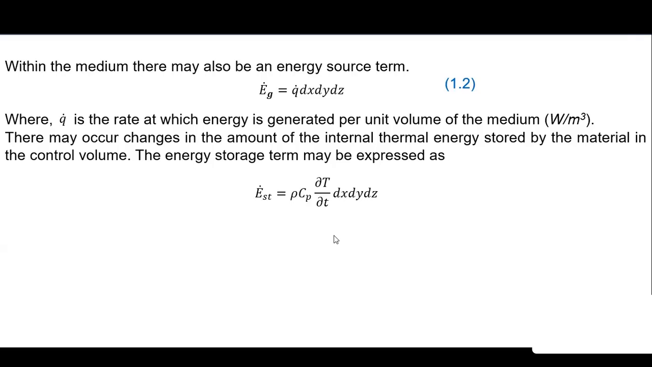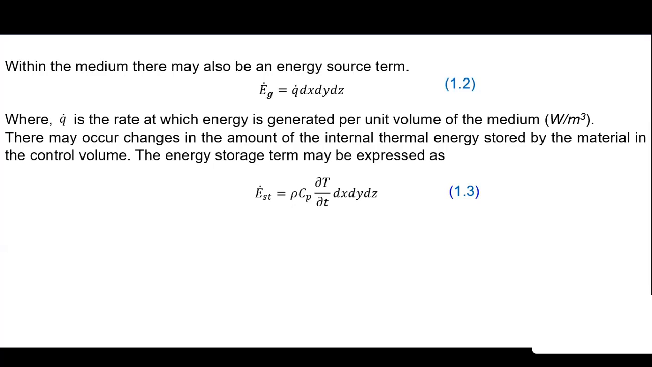Now we have got three equations. Let us call it 1.3. We have got three equations: equation 1.1, which represents the total conduction; 1.2 represents the energy which is generated within the object; and 1.3 represents the change in the storage energy because of all these things which are happening in the element.